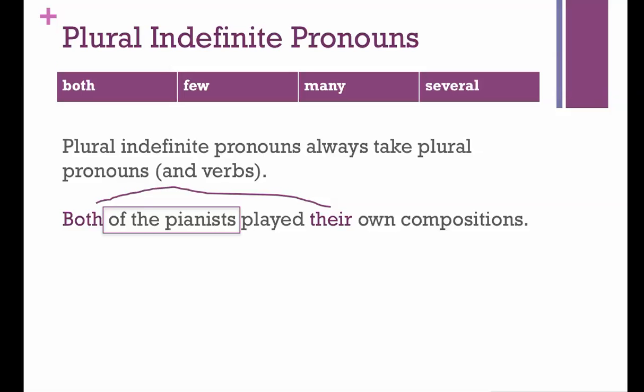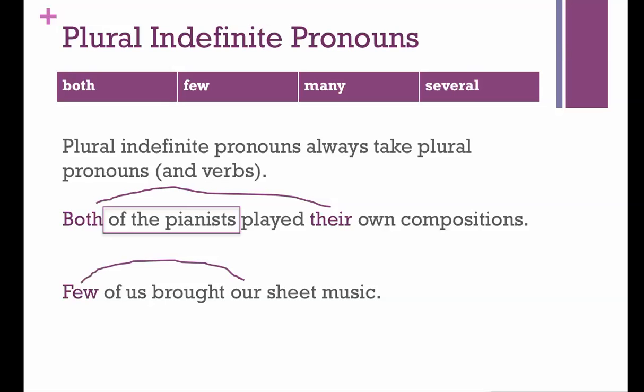Just as a reminder, "of the pianists" is a prepositional phrase, which means that it is not the subject of the sentence, and that "their" is not referring to "pianists," but rather to "both." It's always a good idea to be in the habit of isolating the prepositional phrases so you can focus on the subject of the sentence. A second example: "Few of us brought our sheet music."